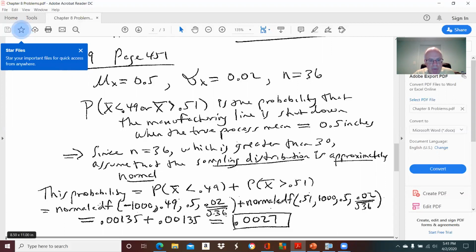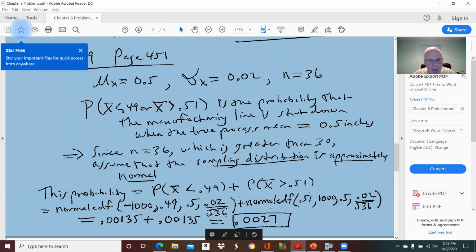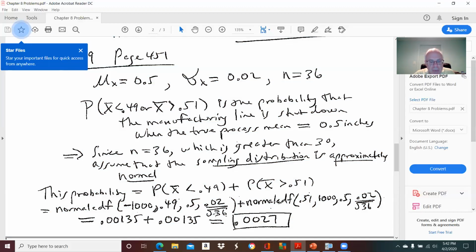We use normal CDF. For this one, we're going to use the lower endpoint of negative 1,000, the upper endpoint 0.49, the mean is 0.5. And notice what I do here. I don't try to estimate the standard error. I just put the whole formula into normal CDF: 0.02 divided by the square root of 36. Don't even try to calculate it. Put the whole formula in there. The 0.02 is the standard deviation of the population, and it's divided by the square root of 36, which is the sample size. Close parentheses.